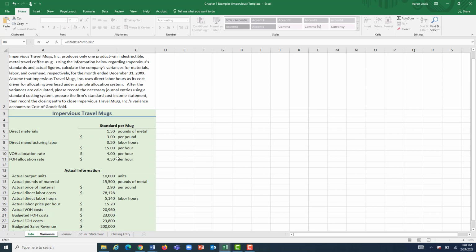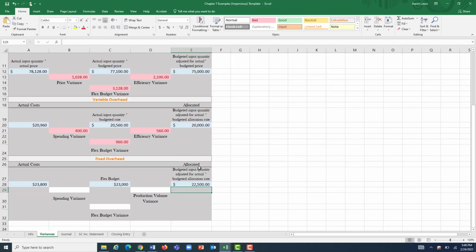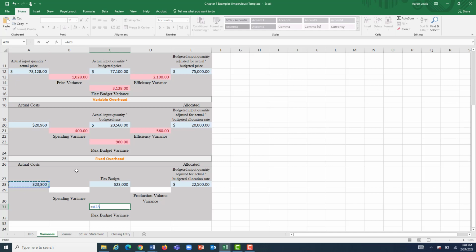And then we'll multiply that by our allocation rate for this particular type of overhead, which was $4.50 per hour. So if, while we produce those 10,000 mugs, we have been allocating at a rate of $4.50 per hour, and recording at the standard of half an hour for each mug made, it means that $22,500 worth of fixed overhead has been allocated to products during the period. Well, what is our flex budget variance over here? What is the big number that we have? It is our actual costs minus the amount that we have allocated.